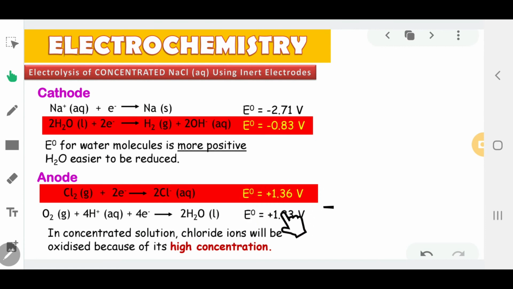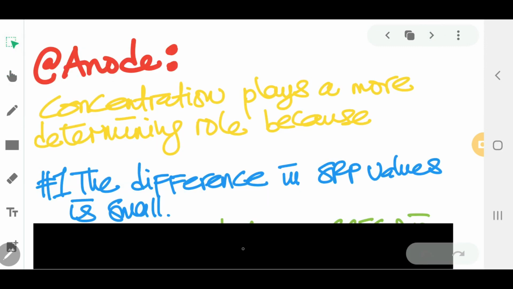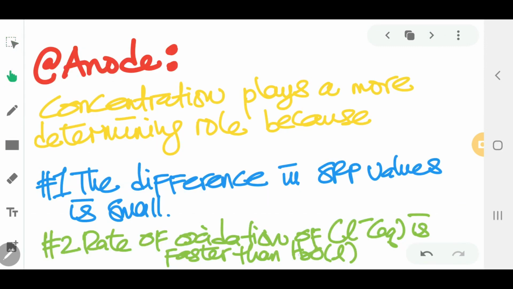But here, since the SRP values are not that far away from one another, when you have concentrated sodium chloride, the high concentration will cause the chlorine to be discharged first, and that is also because the chloride ion has a higher rate of oxidation if you compare with the water liquid.